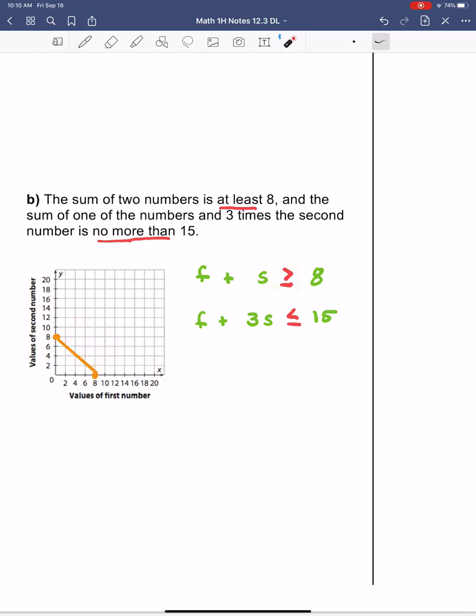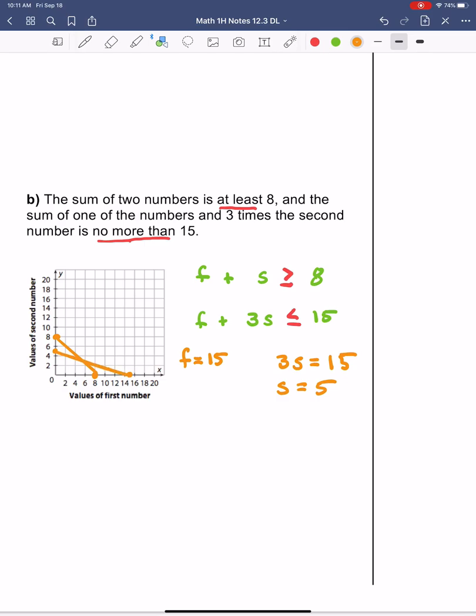For the second one, it takes a little bit more work. My equations are going to look like this: F equals 15 and 3S equals 15. The first one is simple. This intercept is going to be at 15 for the first number, so we're right here. For the second number, divide both sides by 3. That's going to give me 5. We jump down to 5, right there. Draw our line. Again, solid line because we have the or equal to bars there.